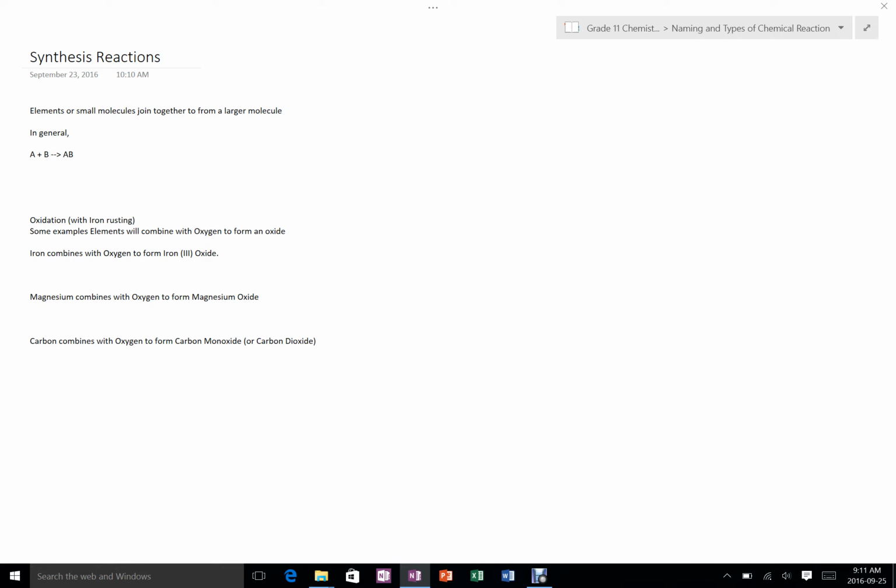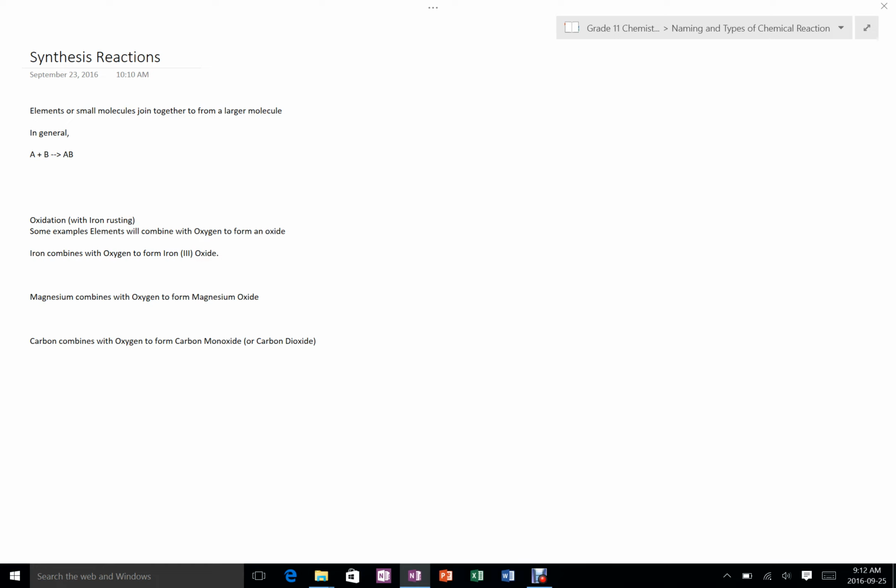To illustrate this, I'm going to go through 3 different types of synthesis reactions, use some examples, and we'll get some practice balancing chemical reactions on the way by, which we still need to work on. So, the first type of synthesis reaction we're going to discuss is when some elements combine with oxygen to form an oxide, and we can call this oxidation or corrosion. In the case of iron specifically, we could call it rusting.